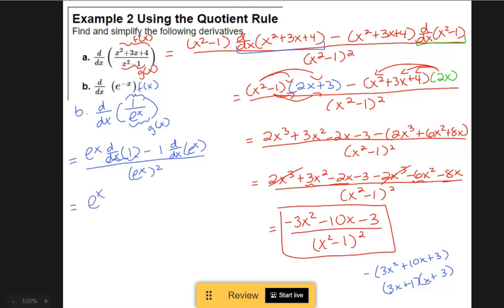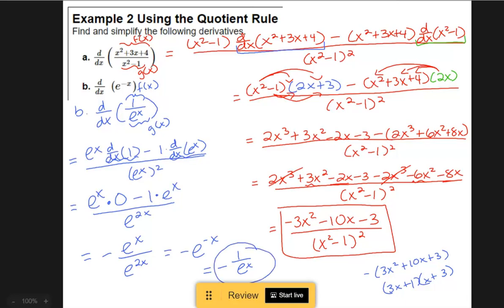The derivative of 1 is 0. The derivative of e to the x is e to the x. E to the x squared would be e to the 2x. So negative e to the x over e to the 2x. X minus 2x would be negative x. So this is just negative 1 over e to the x.